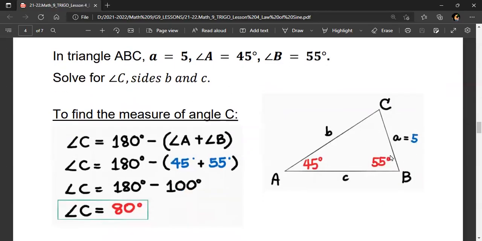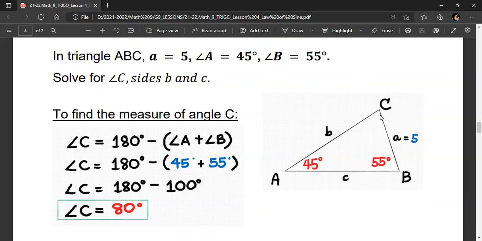Now, if we notice the given triangle on the right, we have incomplete measurements of side B, side C, and angle C. For a better visualization of the sentence above, we will include the numbers 45 degrees, 55 degrees, and side A, which is 5 units.